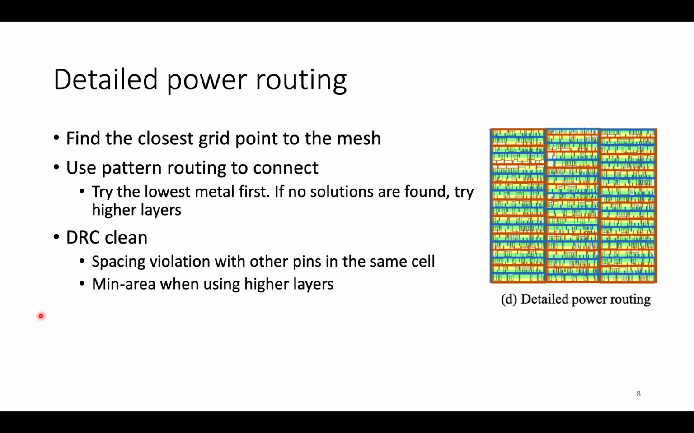The second step, detailed power routing. We first find the closest grid point from the pin to the mesh, and then use power routing to connect the pin to the mesh. We don't need a maze routing because the routing space is empty, so pattern routing is enough. And we try the lowest metal first, and if no solutions are found, we'll try higher layers. Again, we are able to generate DRC-clean solutions.